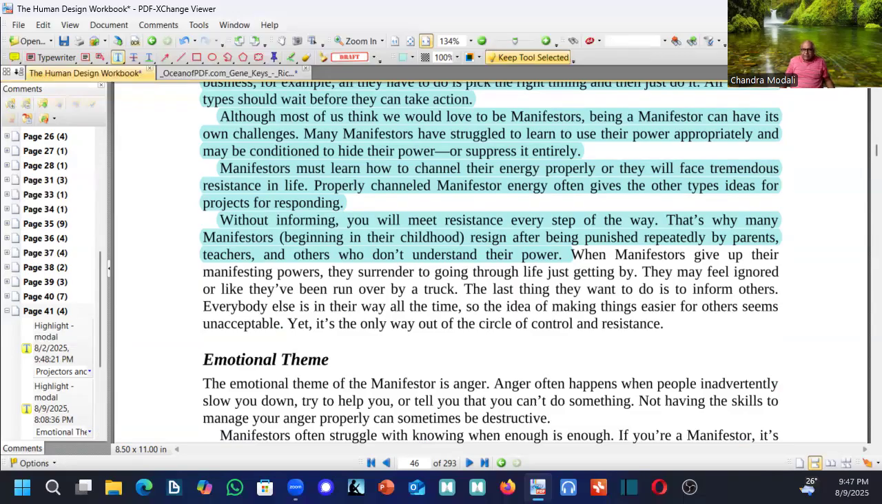The last thing they want to do is to inform others. Everybody else is in their way all the time. So the idea of making things easier for others seems unacceptable. Yet it's the only way out of the circle of control and resistance.